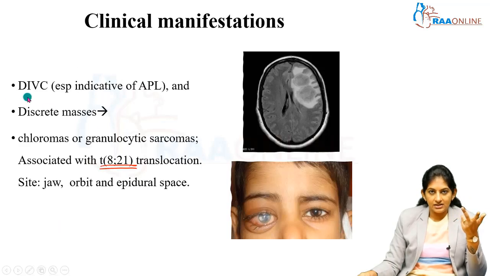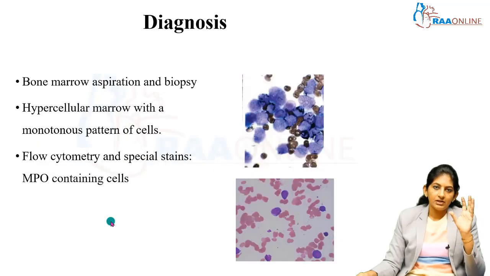Next is DIC, disseminated intravascular coagulation. This is also very highly specific for acute promyelocytic leukemia, APML or APL. So these are some of the points that you should never miss writing in your AML question in your exam. So how are you going to diagnose it?